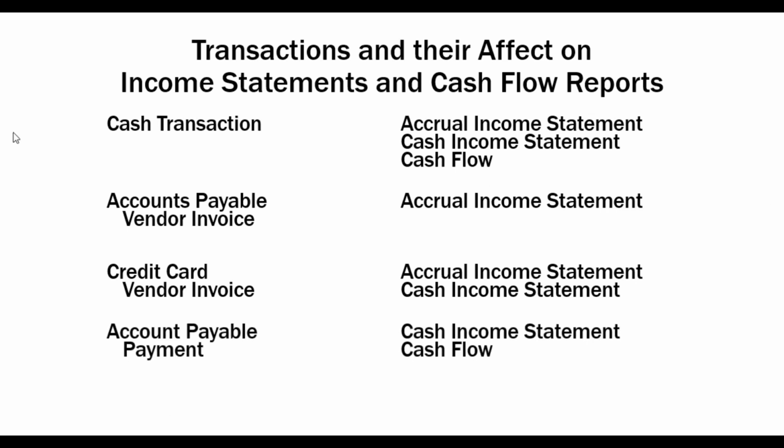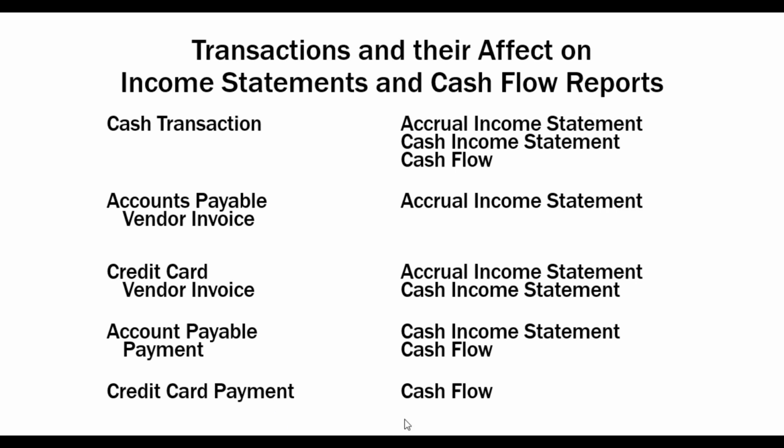When you pay the accounts payable vendor invoice and it becomes an accounts payable payment, then you will see in that period it on a cash income statement and on the cash flow. Whereas a credit card payment shows up at the time that you charged the credit card, it was on the cash income statement, but it doesn't become part of cash activity until you pay the credit card.